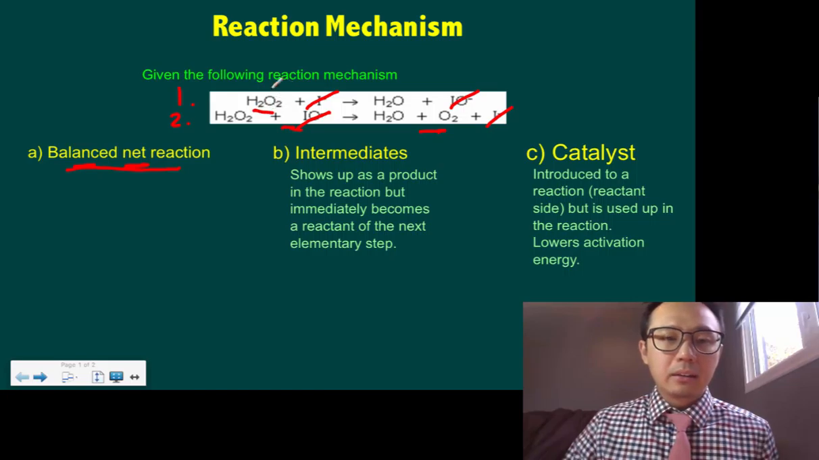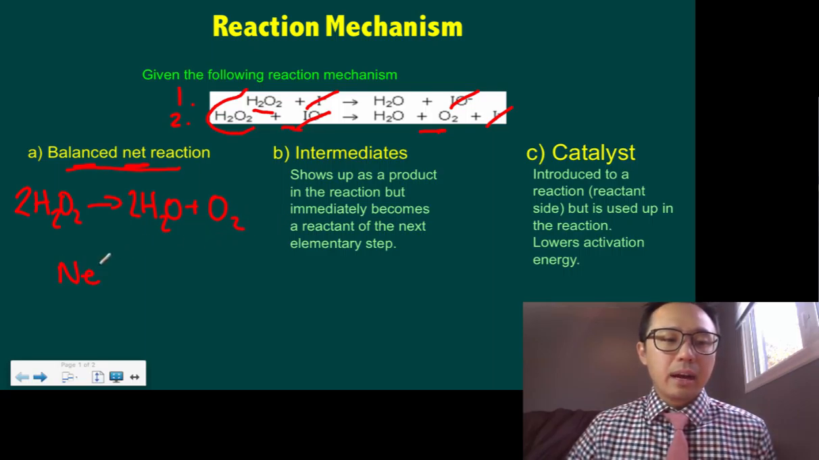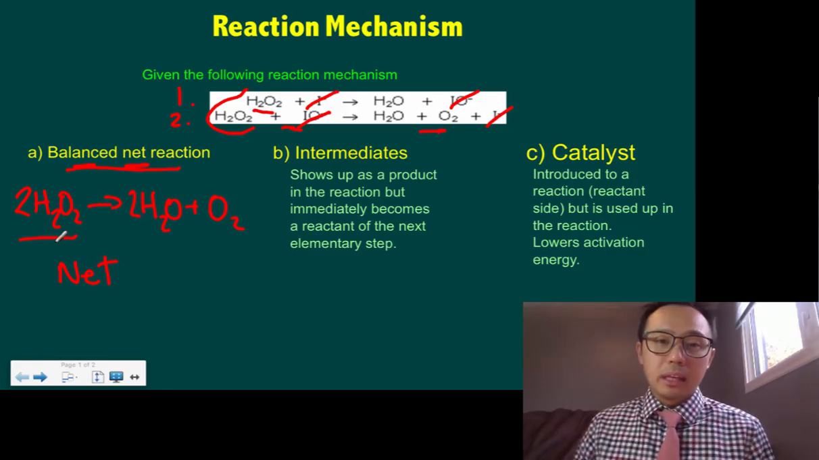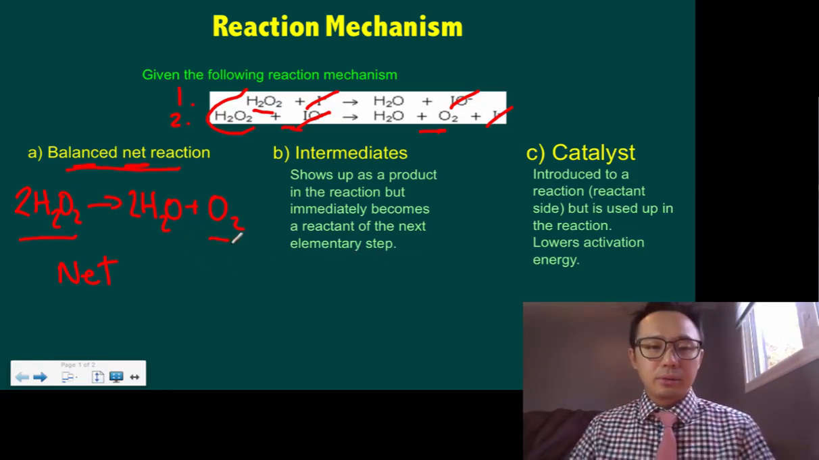We're going to see that on the left side, we're going to collect all these ones. So we have 2 H2O2. This yields 2 water molecules plus 1 oxygen molecule. So this is my net reaction. So if I have 2 hydrogen peroxide molecules, it will decompose into 2 water molecules and 1 oxygen molecule.